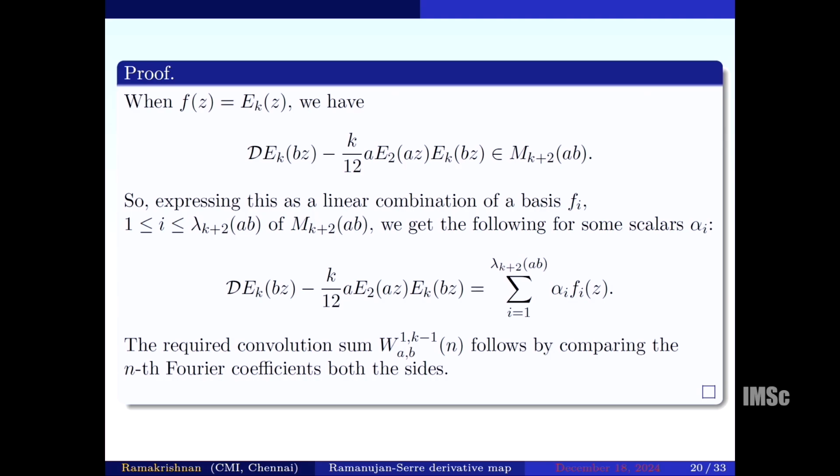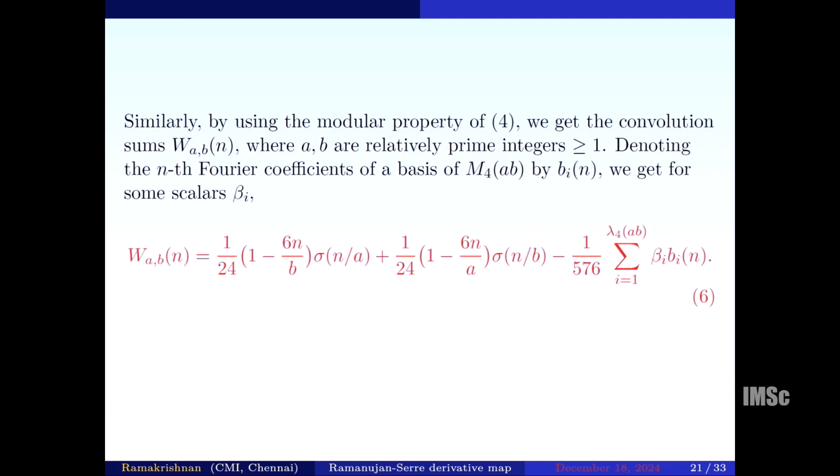The proof is simple because, as I mentioned, you just express this as a linear combination and compare the Fourier coefficients, and we get it. Similarly, by using the modular property of the weight 4 modular form, one can get W_ab(n) in terms of a basis of weight 4 level ab forms, and then these extra terms come from the evaluation by comparing the coefficients.